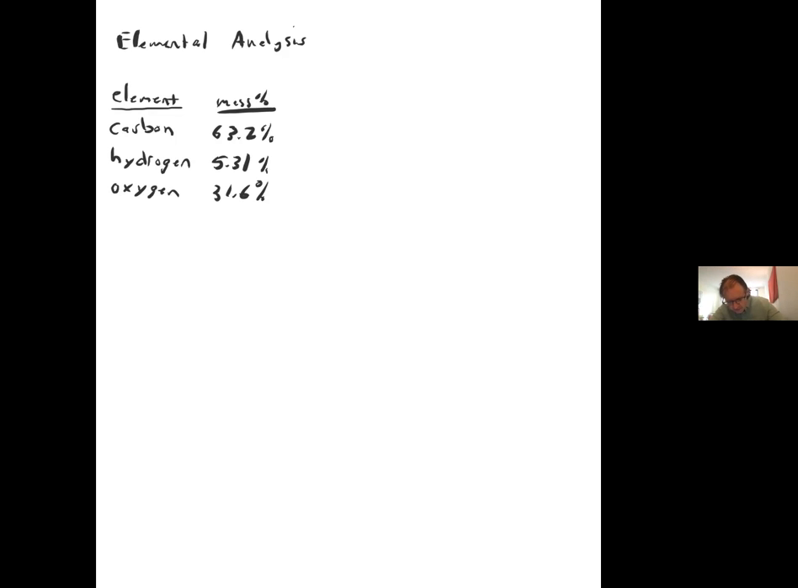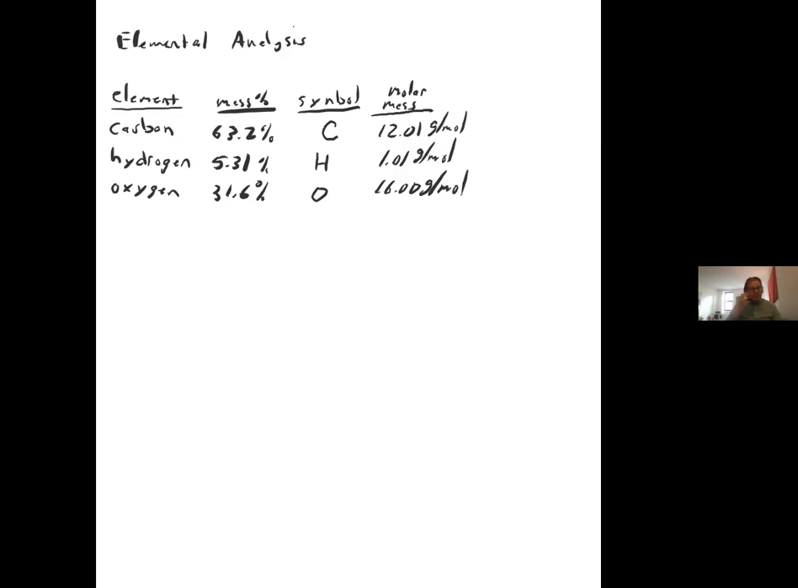Let me go ahead and put the symbol and the molar mass. So carbon is a C, hydrogen is an H, oxygen is an O, and then you look up their molar masses: 12.01 grams per mole, 1.01 grams per mole, and then 16.00 grams per mole.